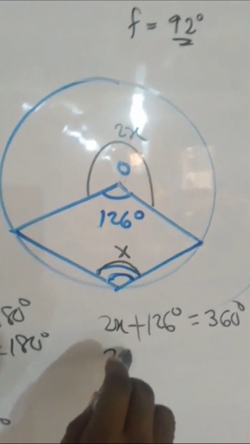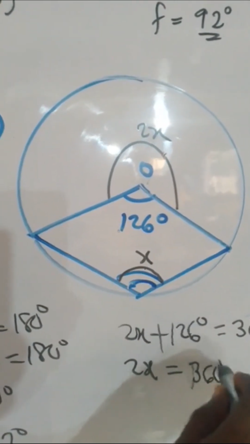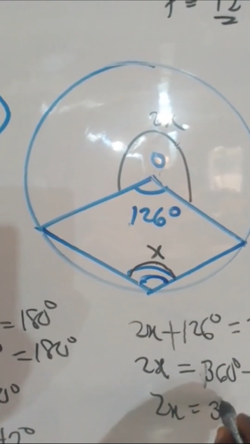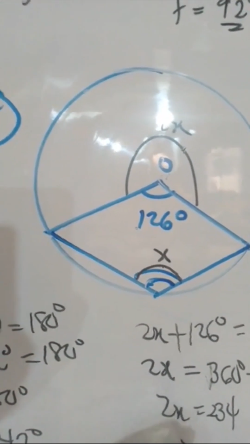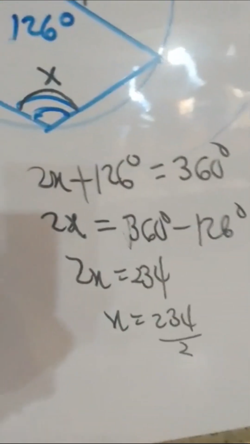So it means 2x equals 360 minus 126. And that is what? So what will be x? So the value of x is what?